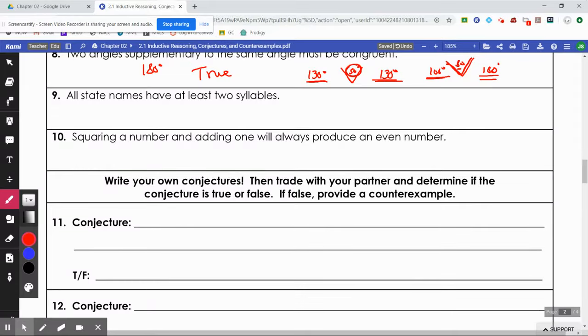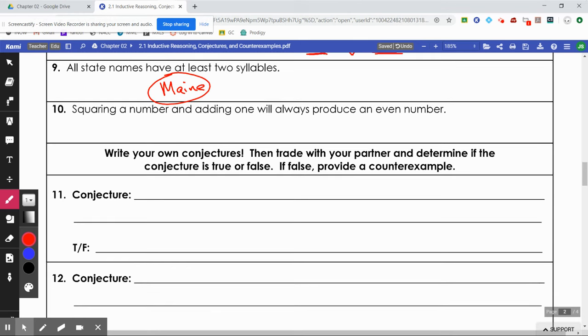All states' names have at least two syllables. Not true. Okay, there's your counterexample. That would be a false statement. Squaring a number and adding one will always produce an even number. Now, that's a good one. Squaring a number. So let's start with 3. Squaring a number and adding 1 will always produce an even number. That's odd, so that would be a false statement.